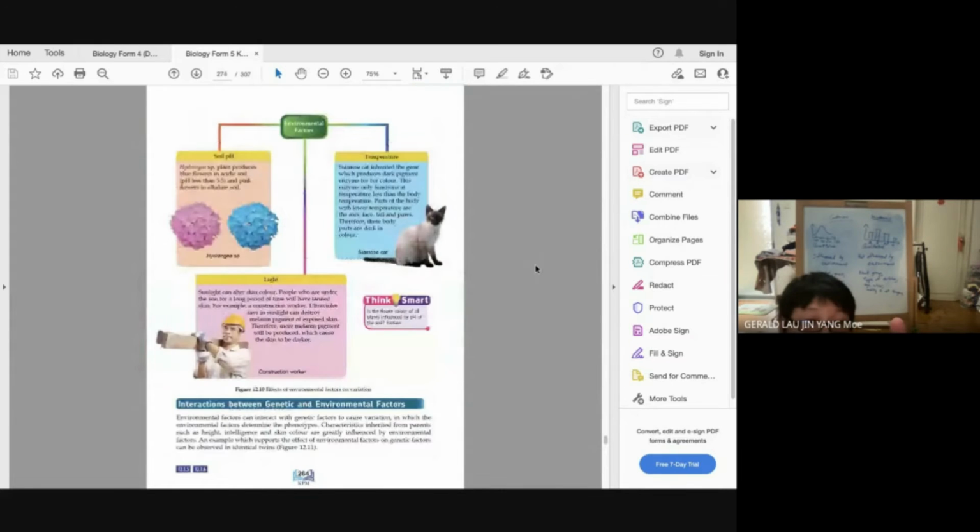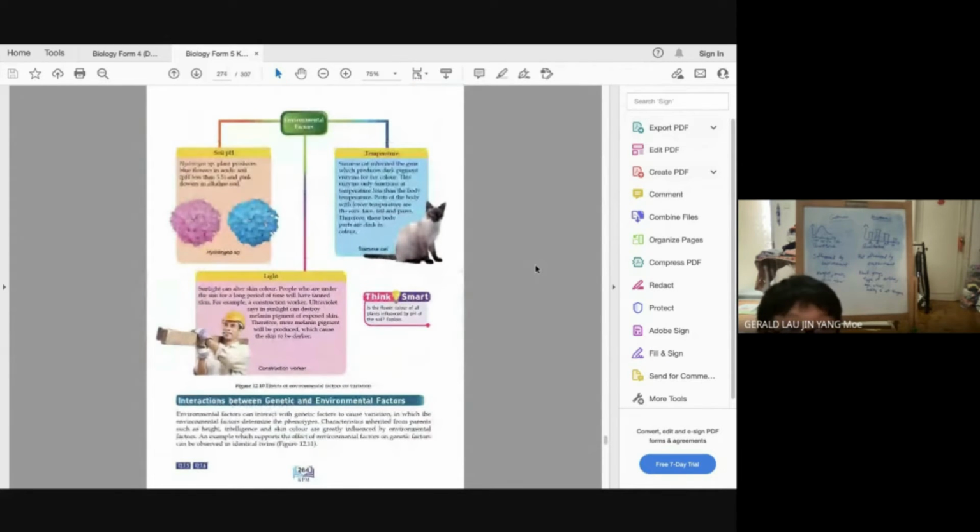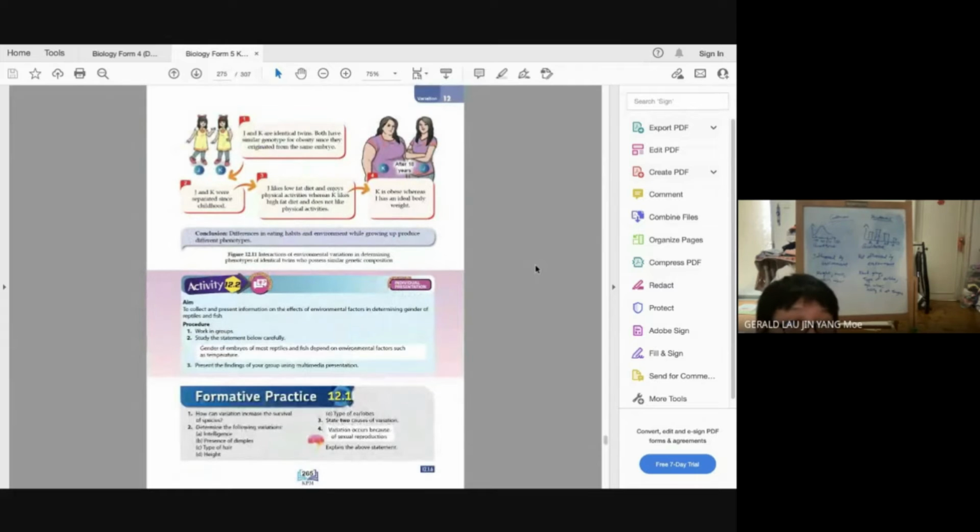Okay. This is why I say there is interaction between genetic and environmental factors. Like you see, J and K are identical twins, but are they the same? Will they always have the same height, same weight, same skin color, same this and that? No, because their continuous variation can be affected by the environment. Let's say J and K were separated since childhood. J eats healthy, but K does not eat healthy. So K is obese, J has ideal body weight. Understand?